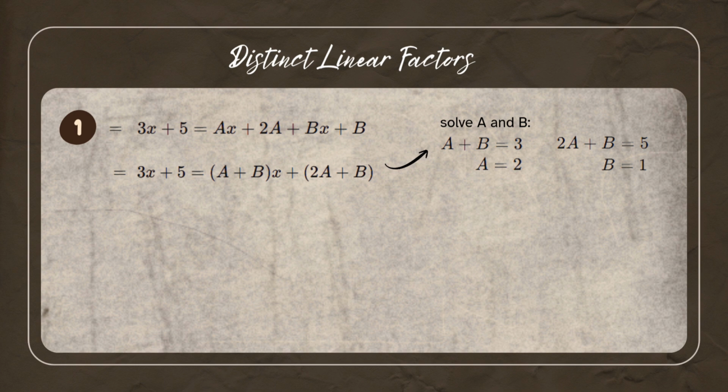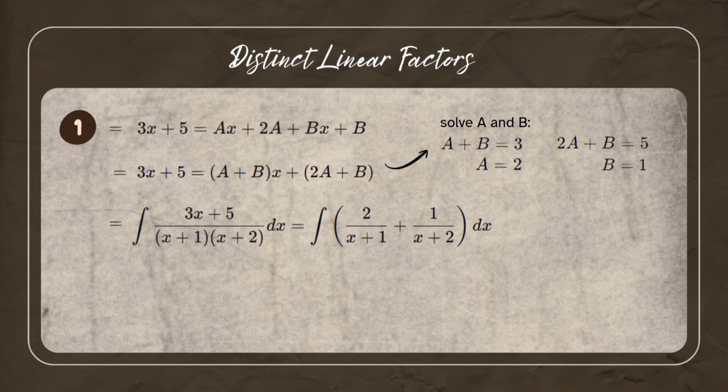Now we only need to rewrite the integral. We substitute the A and B, which is the 2 and also 1, into the integral. And then the last step is we only need to integrate the integral. Here is the final answer, which is 2 ln|x plus 1| plus ln|x plus 2| plus C.